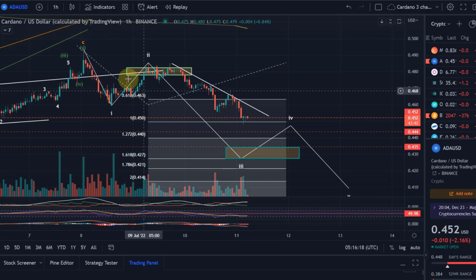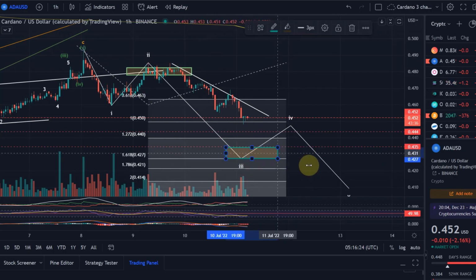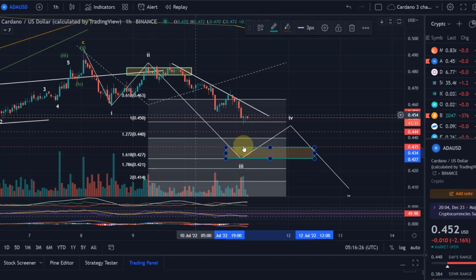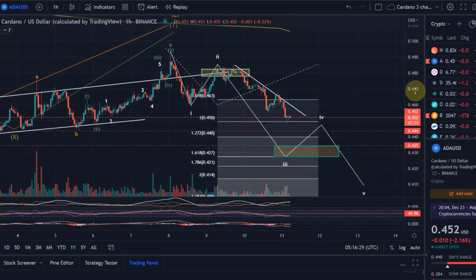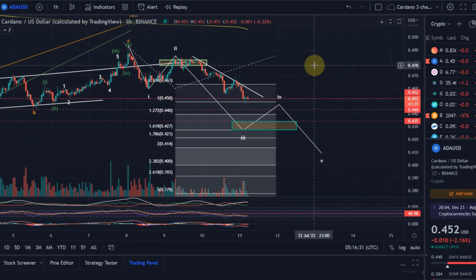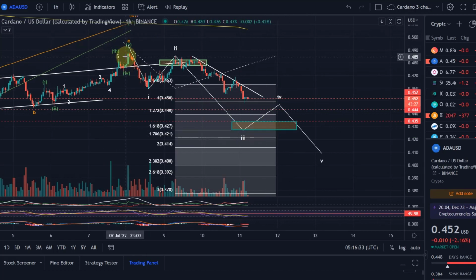So yesterday I showed you this move down that I'm expecting, working our way into the green target range here, which is the projection target for this wave 3. I don't have too much time, so if you're interested in more detail and the wider outlook, take a look at my previous ADA video from yesterday.